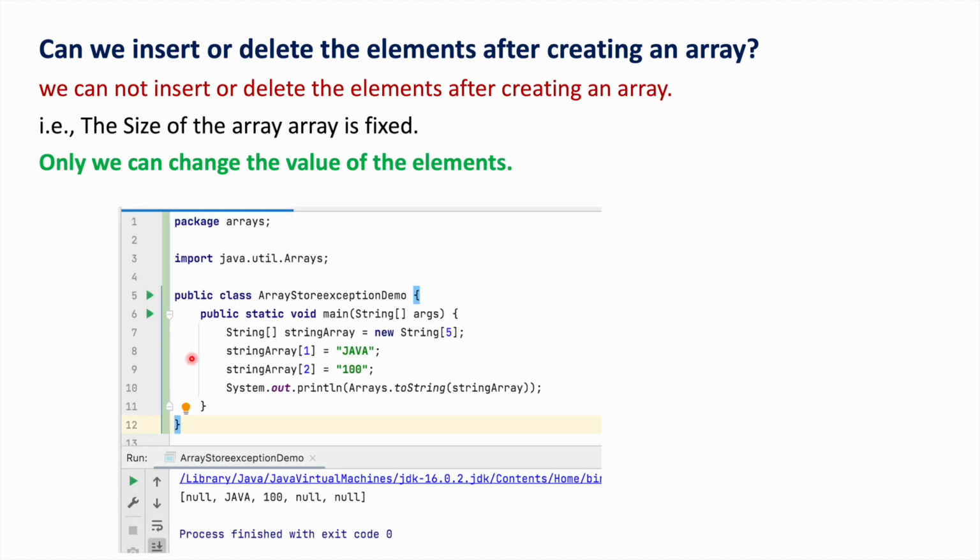If you see in this example, we have created an array of size 5 and we are updating the value for the first and second index, and when we are printing this we are able to see null, Java, 100, null, null. So whenever this statement executes, based on the size, the elements will be created with default values. So we can only update the values. There is no way to insert or delete the array elements in an array.